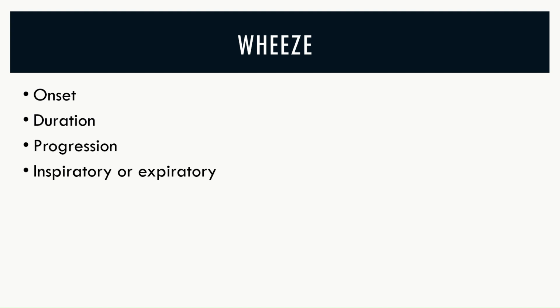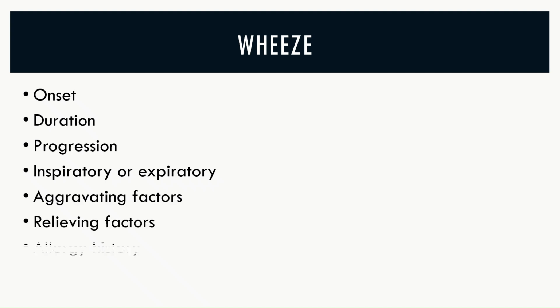History of wheeze includes onset, duration, progression, whether the wheeze is inspiratory or expiratory, aggravating factors, relieving factors, and allergy history. Wheeze usually indicates airway obstruction and is commonly seen in asthma and COPD.